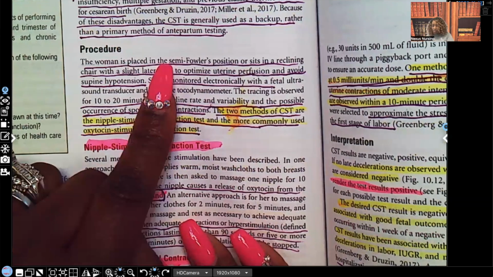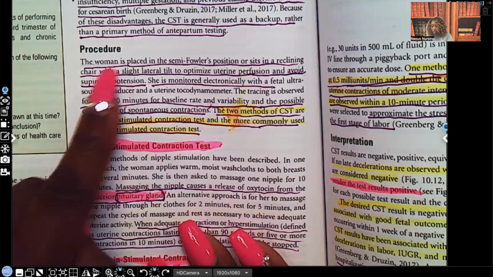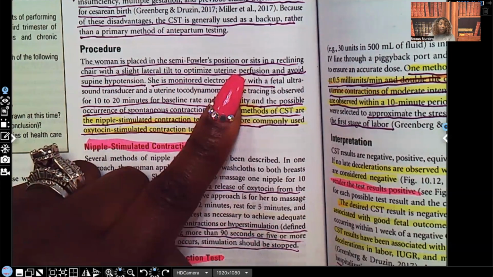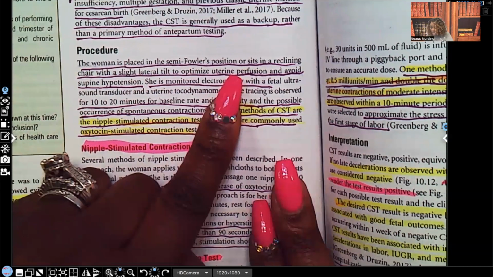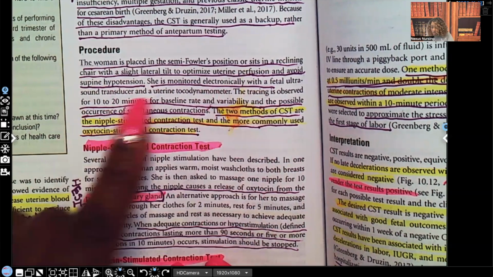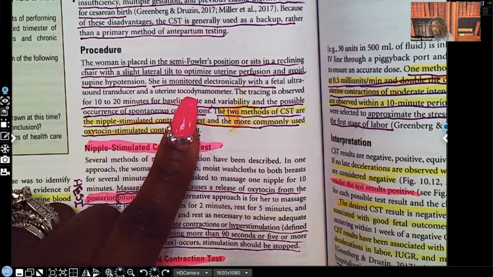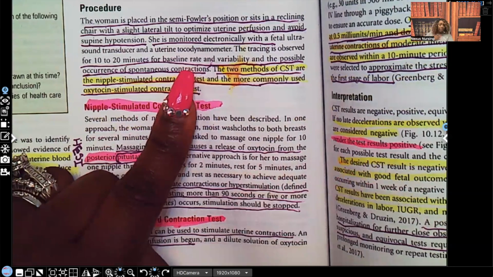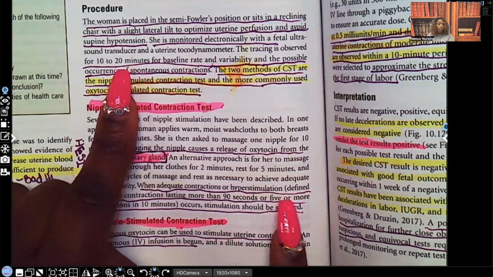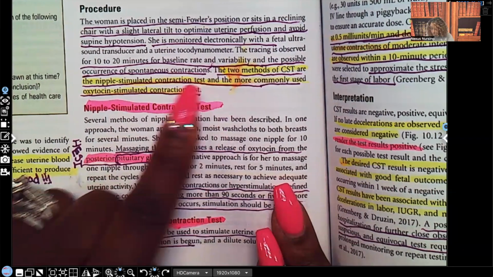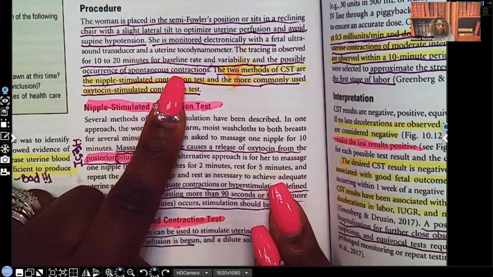The woman is placed in a semi-Fowler's position or sits in a reclining chair with a slight lateral tilt to optimize uterine perfusion. And when they talk about the tilt to optimize perfusion, they talk about tilting her to what side? The left side, okay? And avoid supine hypotension. She's monitored electronically with a fetal ultrasound transducer and a uterine tocodynamometer. The tracing is going to be observed for 10 to 20 minutes for the baseline rate and variability and possible occurrence of spontaneous contractions.